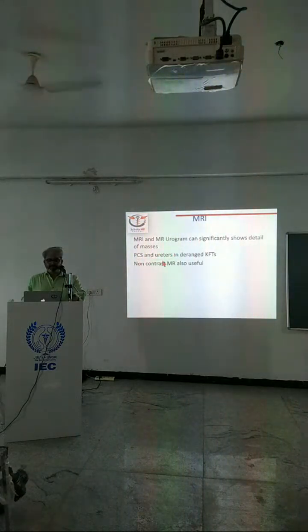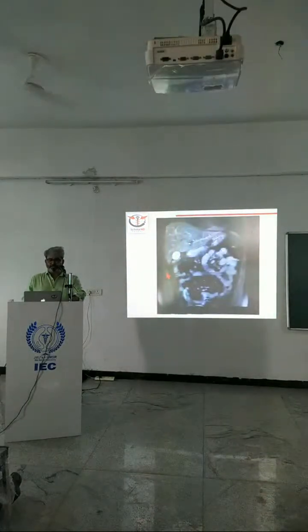If the PCS and ureters are dilated and the KFTs are deranged, because of which we can neither do the IVU nor the CT, again MRI with contrast will definitely give more information. And if you don't want to do contrast MRI, then fat suppressed 3D MRI will definitely give a far better outline of this system.